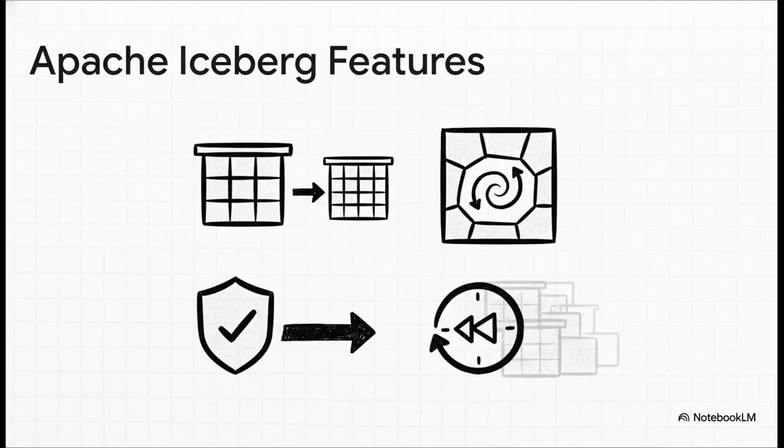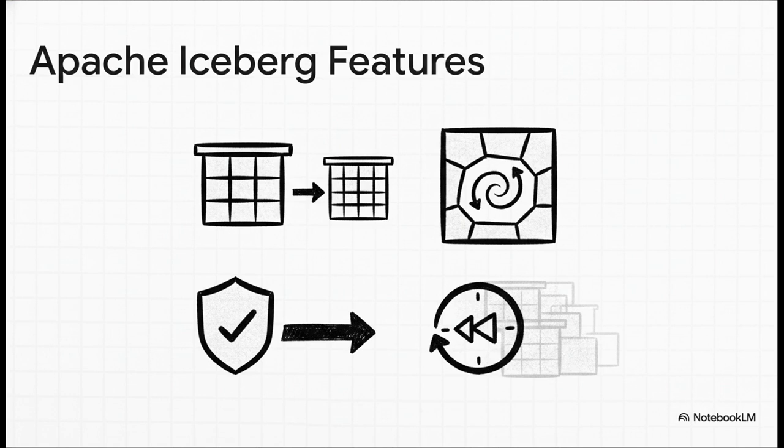And this is why Iceberg is such a big deal. It lets you do things like schema evolution, which means you can add a new column to your table without having to rewrite every single old file. It gives you transactional consistency, which is huge for data reliability. And get this, it even lets you do time travel.